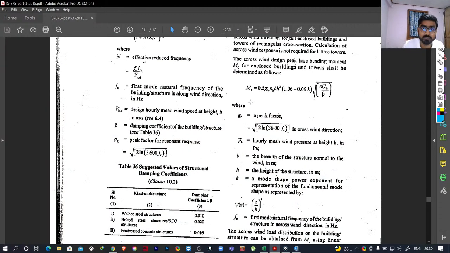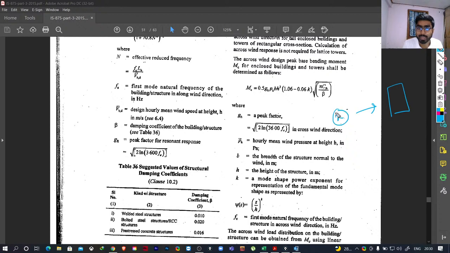Let's find out this MC. MC is nothing but 0.5 GH PH square, then we have some variable 1.06 minus 0.06 K. These variables we need to find out, right? Multiplied by root under pi CFS. This CFS we have a different chart, or you can say a different graph, to find out this CFS by beta. Beta also we know how to find out, the damping problem. So let us see GH. Previously also we had GH, here also we have GH. Same formula, but here this fundamental frequency should be the frequency of the across wind direction.